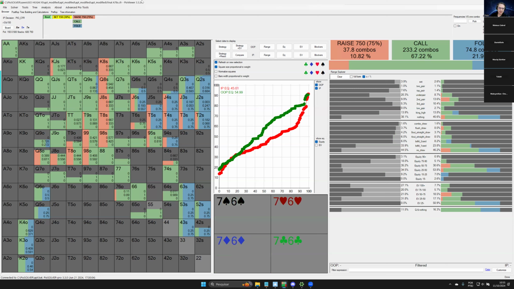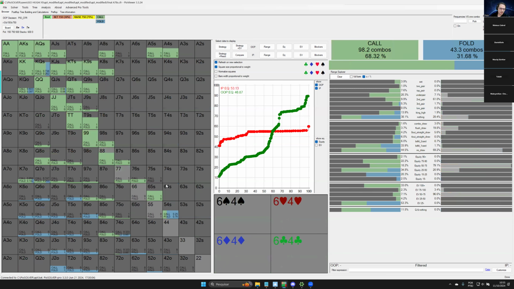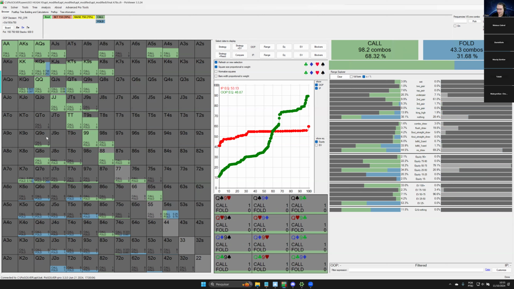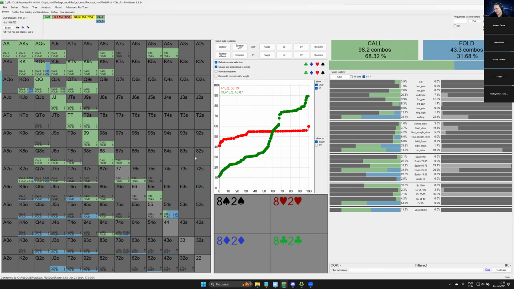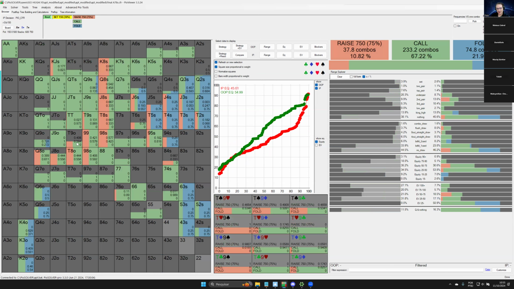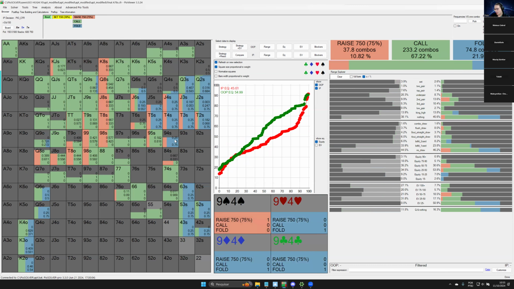That's also logic, right? Because if you raise 10-9 with the spade, you make it less likely that he's going to have queen 9 with the spade, queen 10 with the spade, right? So you make it more likely that he has a hand that you have more equity against. You don't get dominated, so you're avoiding being dominated here. And you have more equity when called with the backdoor flush draw by default, right?